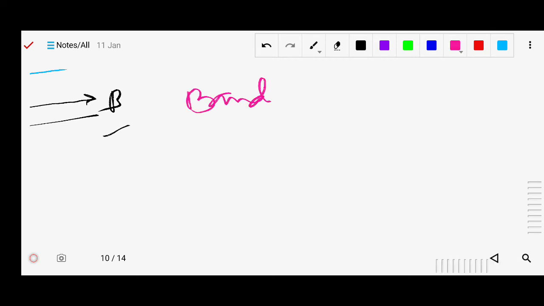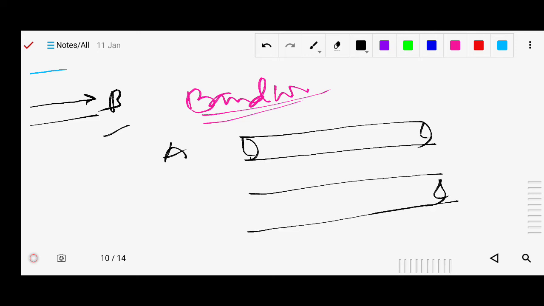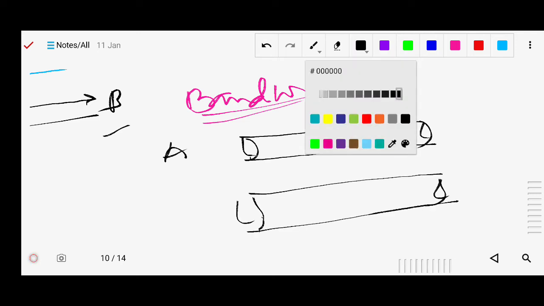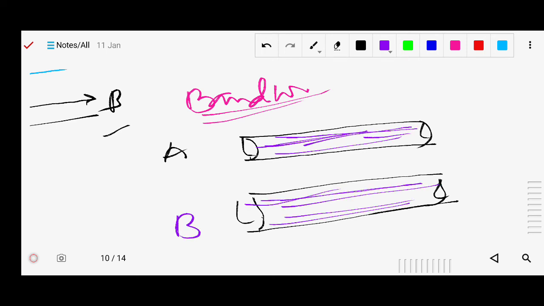Bandwidth is something you can understand like this. There are two pipes. This is pipe A, and one more pipe we have, this is pipe B. If some water flows through pipe A and some water flows through pipe B, you will see that in pipe A less water will flow, and in pipe B more water will flow.